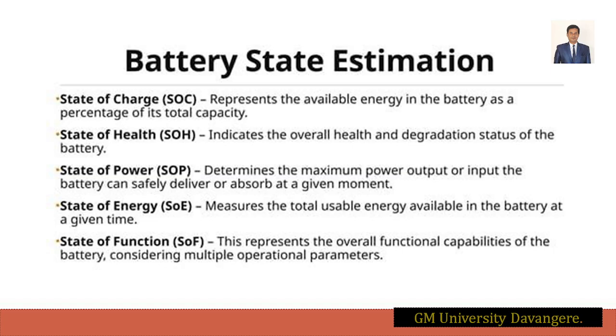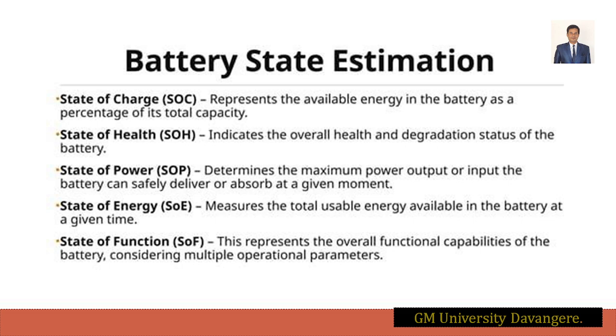It tells you how much maximum power can be delivered. If the SOC is 80%, but the battery is at -5 degrees centigrade, then the SOP will try to limit the power. If you press the accelerator, the car won't respond. So that's why we have to think about the state of power. The state of power is an important factor.